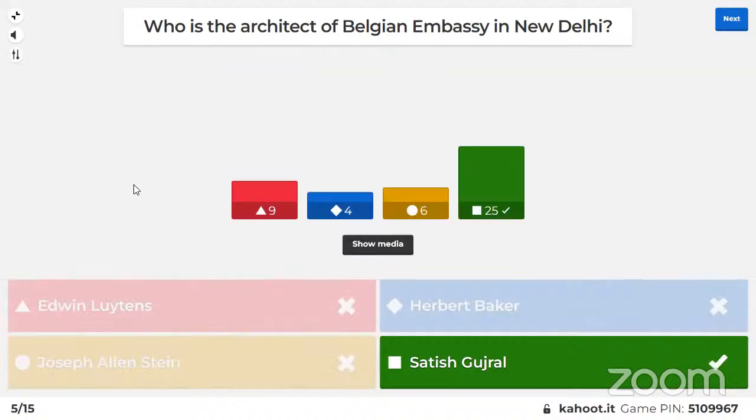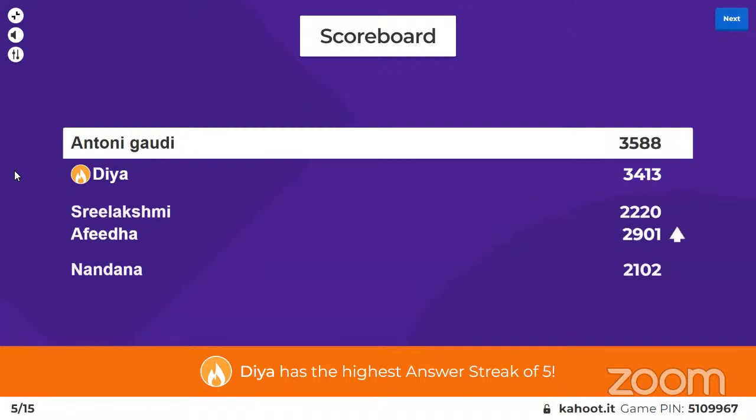All right. So the question is, who is the architect of the Belgian embassy in New Delhi? So the answer is Satish Gujral. Satish Gujral is a Padma Vibhushan awardee. He passed away 2 years back. He was a very famous architect in India. All right. Moving on to the leaderboard again.